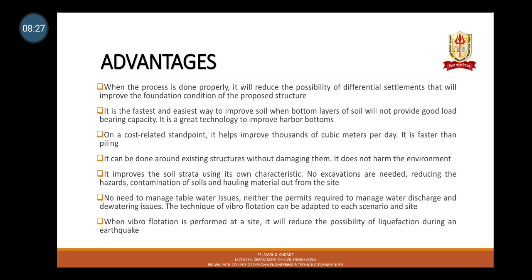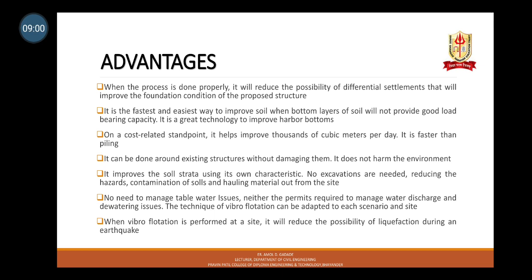Here are the advantages of vibroflotation. When the process is done properly, it will reduce the possibility of differential settlement that will improve the foundation condition of the proposed structure. It is the fastest and easiest way to improve soil when bottom layers of soil will not provide good load bearing capacity. It is a great technology to improve harbor bottoms. On a coast related standpoint, it helps improve thousands of cubic meters per day. It is faster than piling.